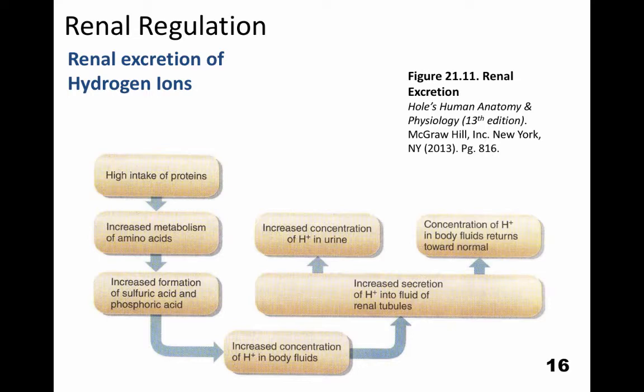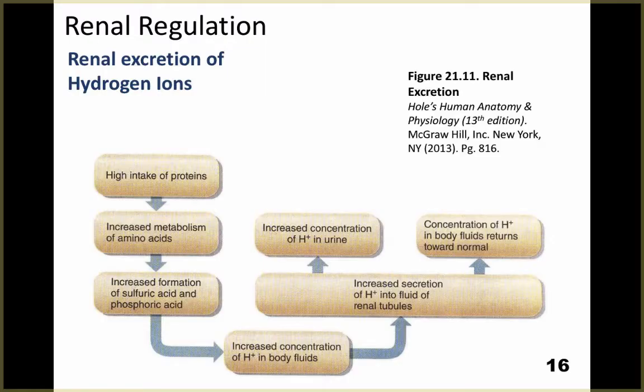The renal regulation works this way. Essentially here, we are trying to excrete hydrogen ions through urine, right? So if you take in a high intake of proteins, you can increase the metabolism of amino acids, and a lot of times you're going to increase the amount of sulfuric and phosphoric acids that you're getting, right? The sulfuric acid is going to be specifically from the breakdown of amino acids. Phosphoric can as well, along with the breakdown of DNA.